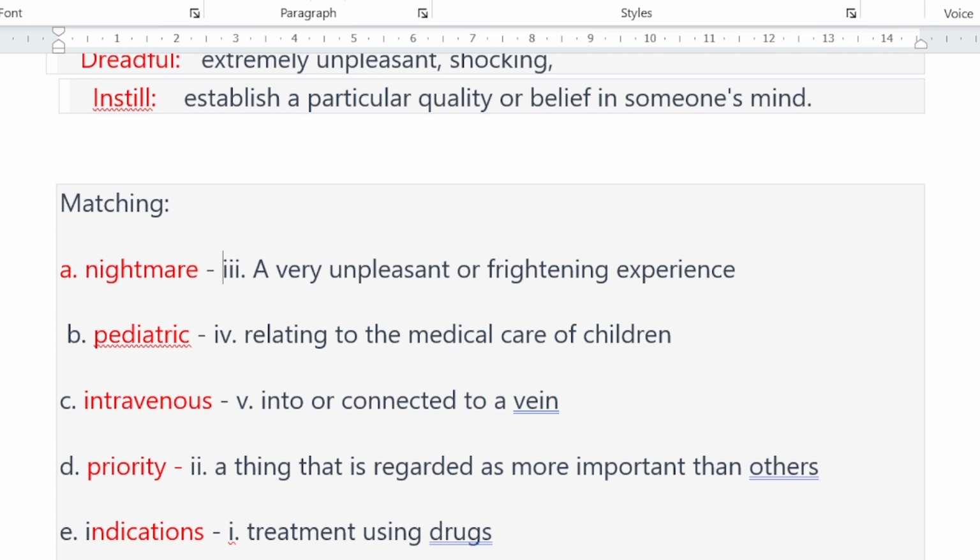Now let's do the exercise. Match the words in column A with their meaning in column B. So I have just written the answer. Nightmare: a very unpleasant or frightening experience. Third number for this. Pediatric: relating to the medical care of children. IV, that means fourth. Intravenous: into or connected to a vein.